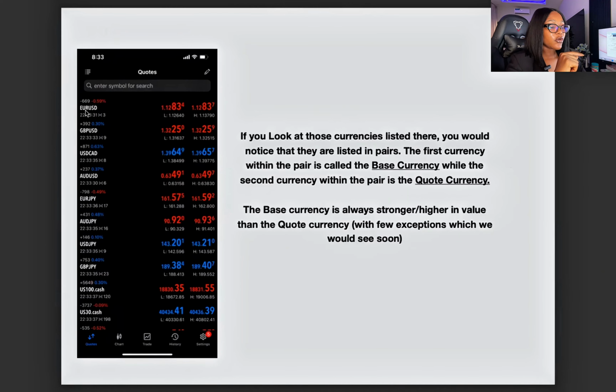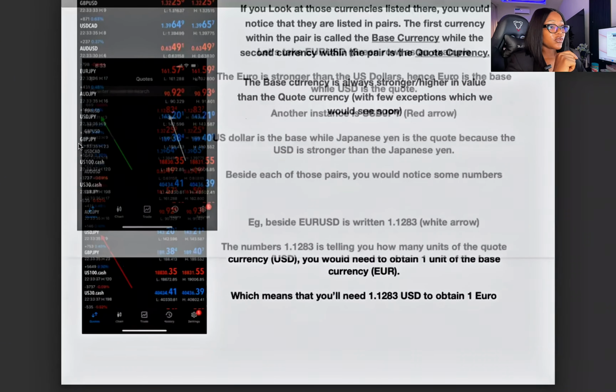Now, the first currency within the pair is what is called the base currency, while the second one is called the quote currency. The base currency is believed to be of higher value than the quote currency, which means in Euro USD, Euro is first because Euro is a stronger currency than USD. Euro has more value than the US dollar. GBP USD, obviously you know that the pound is more valuable than the US dollar. So that is the logic behind the arrangement. The stronger one comes first, the weaker one comes second, except with a few currency pairs. There are a few of them that are an exception, and you'll see them very soon.